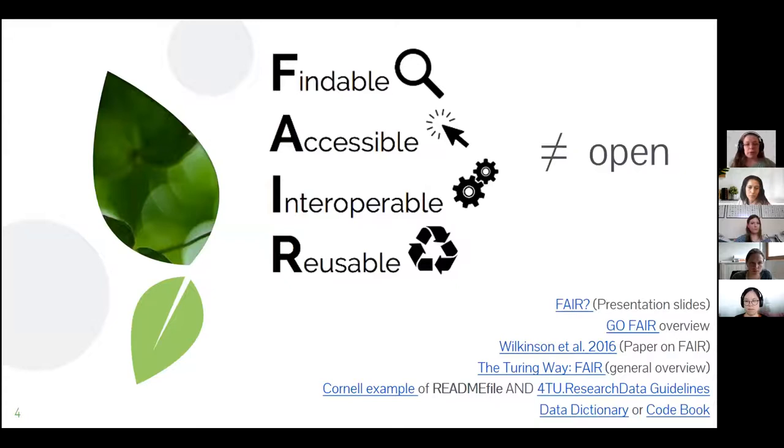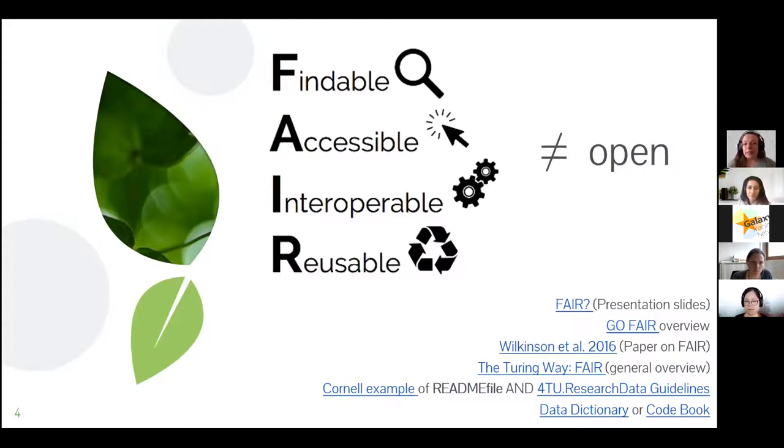What is also not open data is FAIR data. This is a term that's been used increasingly in the data world, but is actually not the same as having data that is open. FAIR means findable, accessible, interoperable, and reusable. What does that practically mean? I put some links into the slide where you can look it up in detail, but I'm going to do it very briefly right now.